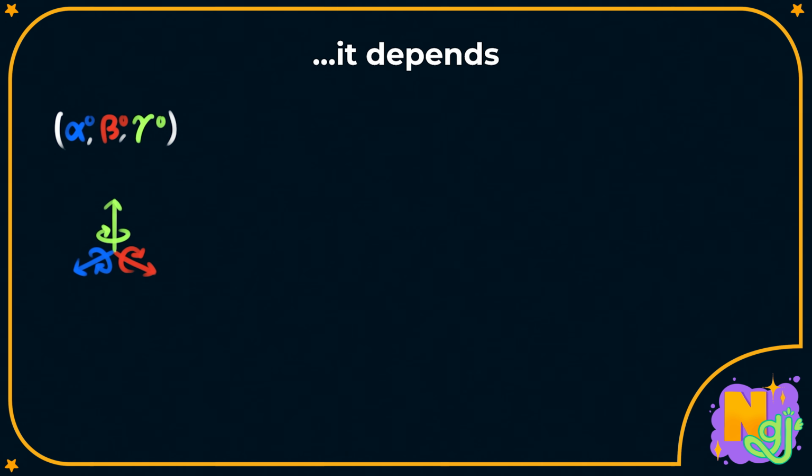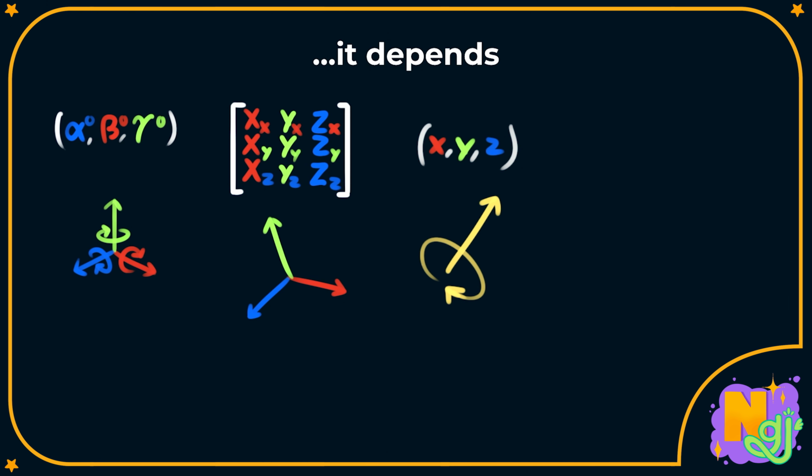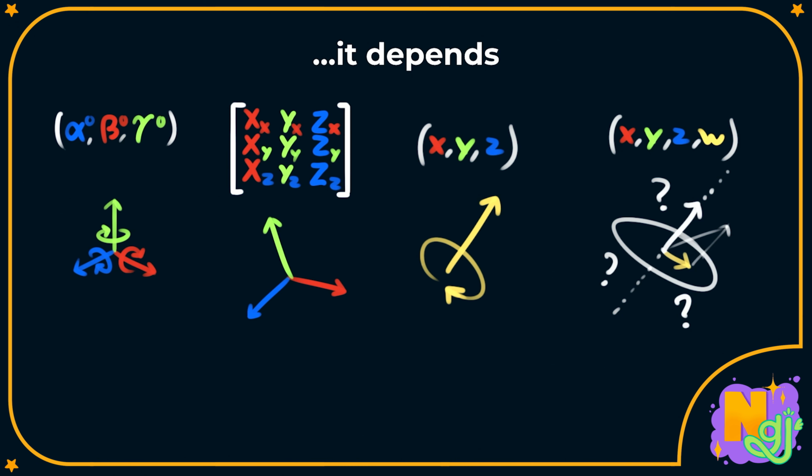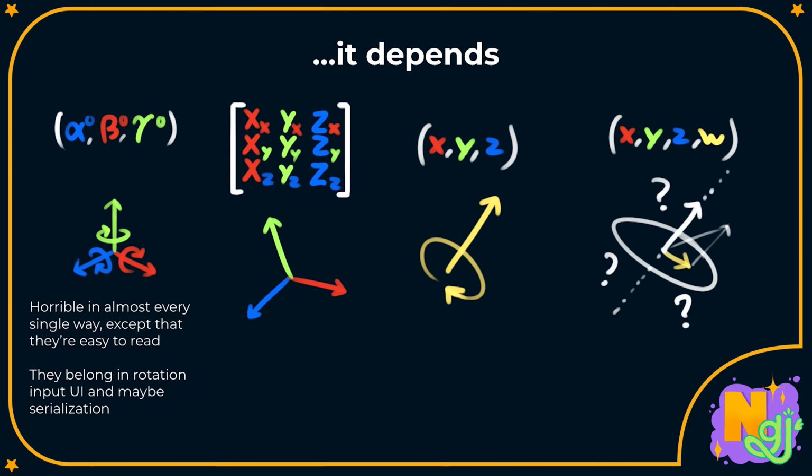We have Euler angles, matrices, angle axis or rotation vectors, and quaternions. I would say that Euler angles are horrible in almost every single way, but they're easy to read. They're good for user input. It's the thing you put in a UI so that you can rotate 90 degrees around x. It's easy to do that with Euler angles. But otherwise, they're horrible for every reason.